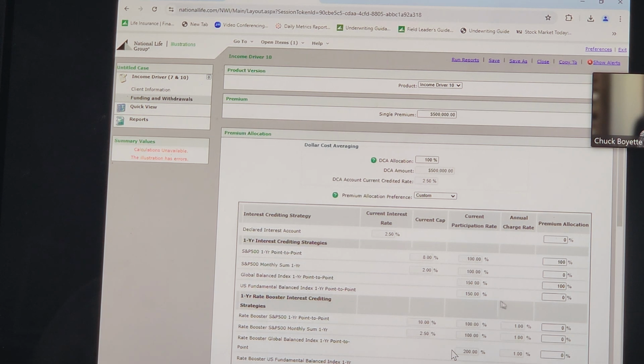Got a quick view, but it didn't open up because it's still saying we have an error. So anytime you get an error, if you look up in the upper right hand corner where it says show alerts and click on it, it'll tell you why. It'll say the sum of the allocation percentages must equal 100%. So what didn't we do? Well, we didn't take the money out of the global, right? So you can put money in all these, it just has to equal 100%. But the system's designed to help prevent you from making any kind of errors.